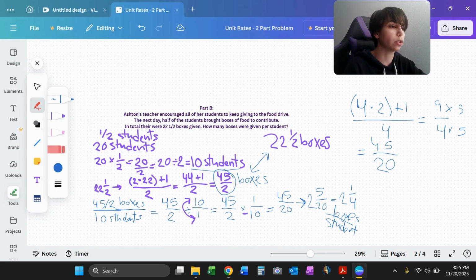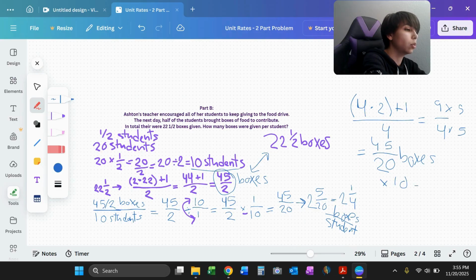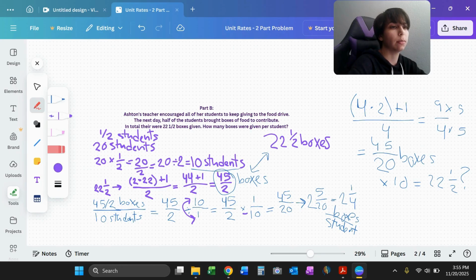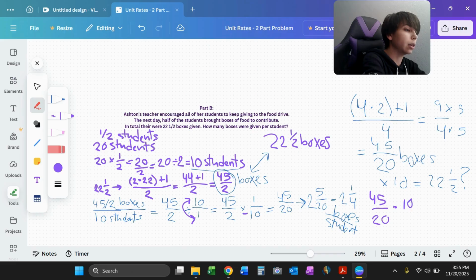Okay, 45 over 20. Now, what I need to know is if this times 10 students that we already have, because remember, this is our boxes. If we can take this and times it by 10, will we get 22 and a half boxes? That's what we need to know. And I don't like this pen right now. So 45 over 20 times 10 over 1.